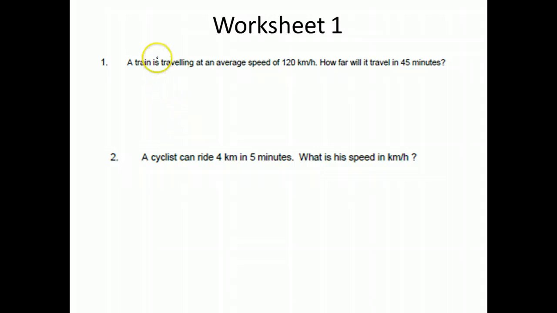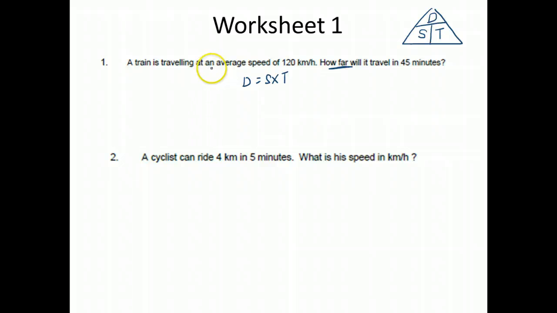Worksheet 1. A train is traveling at an average speed of 120 kilometers per hour. How far will it travel in 45 minutes? So we know the formula for finding speed and distance. Distance, this is our speed and our time. So we want to find how far, we find the distance. To find distance, we take speed times our time.